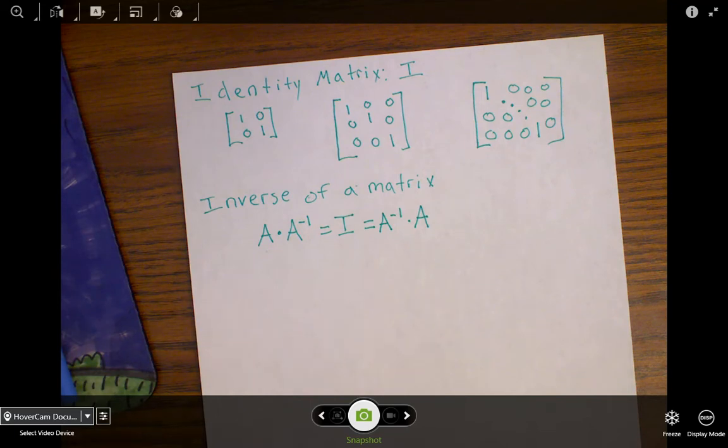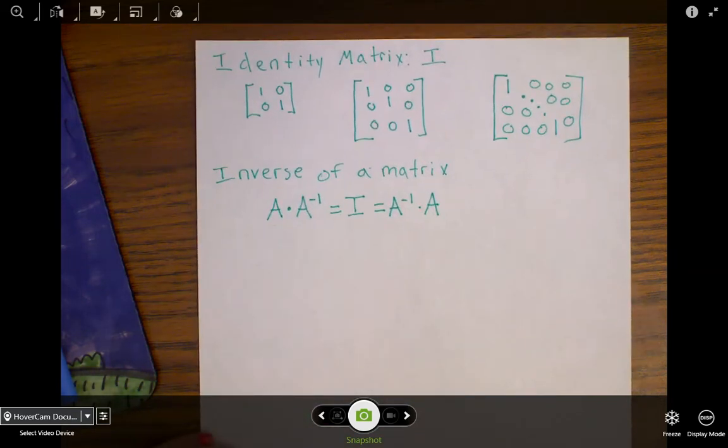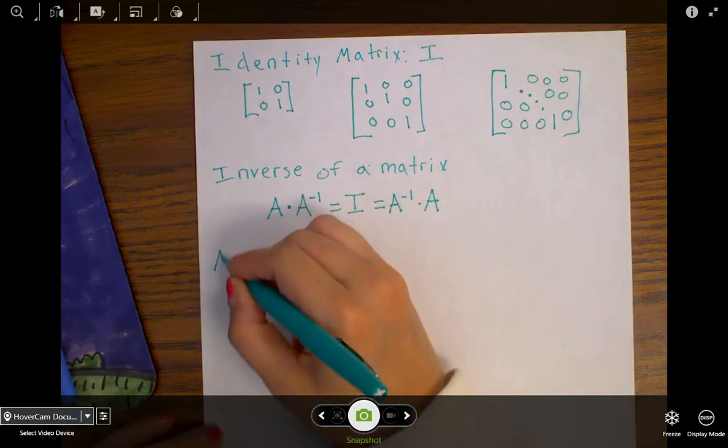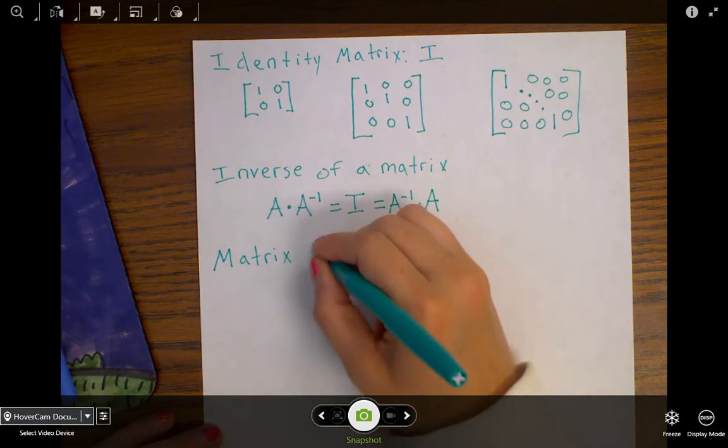Now, we're not going to get into how to find inverses. If you were to take a college level course, you would get more into that. But I do want us to know what they are so that we can use them. So lastly, our last definition before we get into a little bit of the work: the whole reason why we've been learning about matrices, we've finally been able to combine everything together, is because we have this thing called a matrix equation.